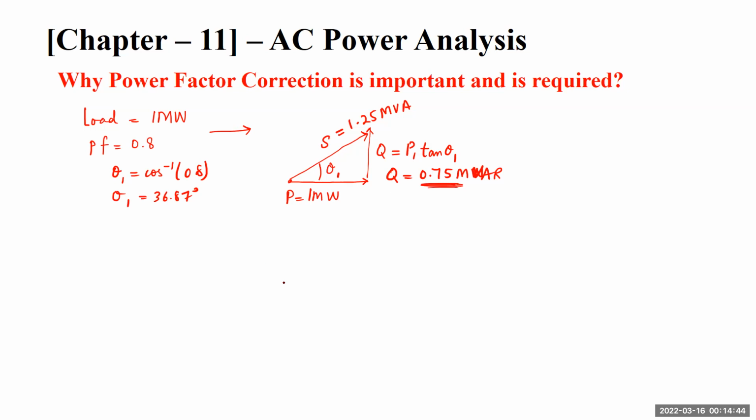Now, this generator will cost you say 1.25 million US dollars, for example. Now, if you have improved your power factor by adding a load, say for example, improved the power factor to 0.9, then your theta 2 will become cos inverse of 0.9, and this is 25.841 degrees. So my power triangle will look something like this.